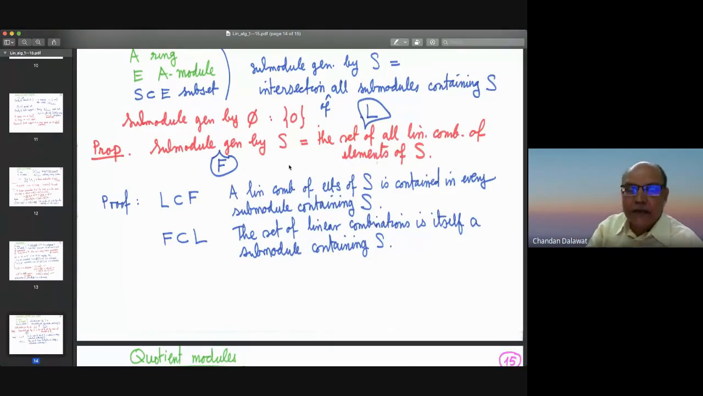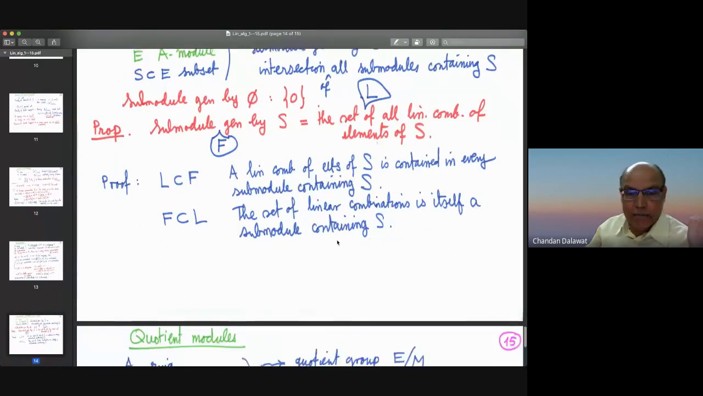And my claim is that this intersection is really the same as the set of all linear combinations of elements of S. Okay? So of course, you have to show that this set is contained in this one and this is contained in this. And both of them are rather easy to show because, right, a linear combination of elements of S is going to be contained in every submodule, and it is itself a submodule, so the two notions coincide.